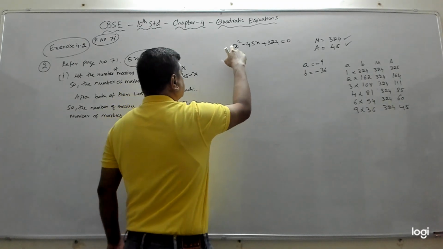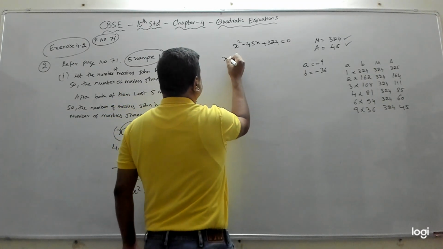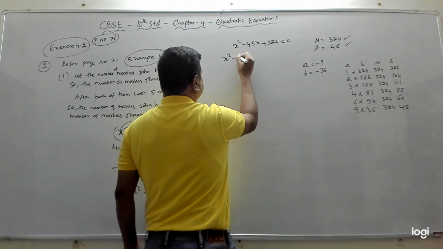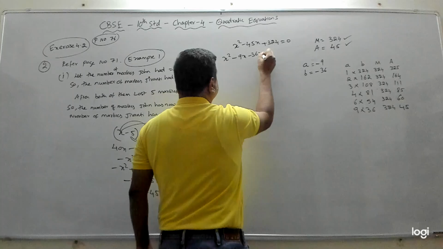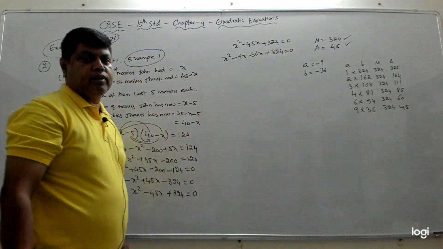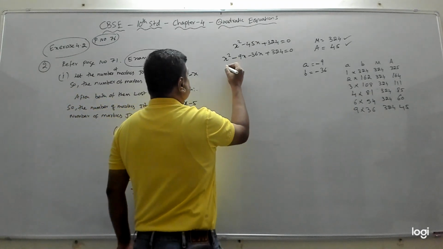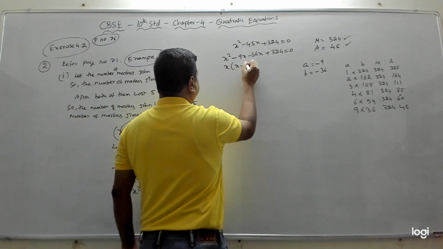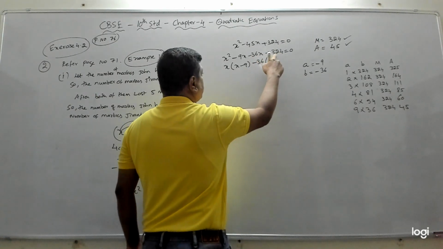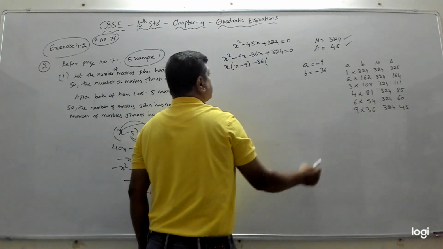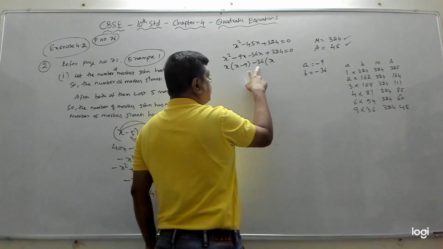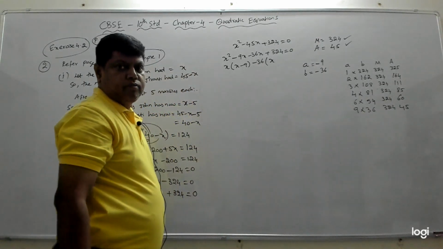So now we can factorize this using splitting the middle term. So x square, then minus 45x can be written as minus 9x minus 36x plus 324 equal to 0. Now we are going to factorize. In these two, what is common? x is common. I'll get x minus 9. In these two, what is common? Minus 36 is common, because 324 goes in 36 how many times? 9 times. Right? So minus 36, if I take common, I'll get x. 324, if I take out minus 36, then what will I get?